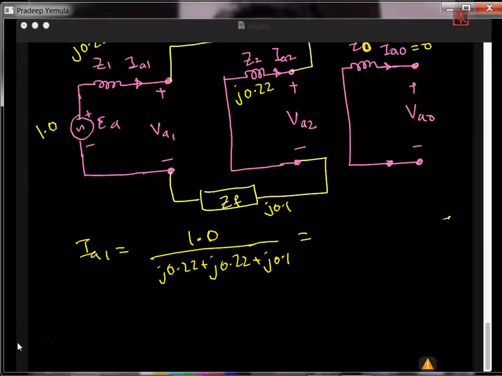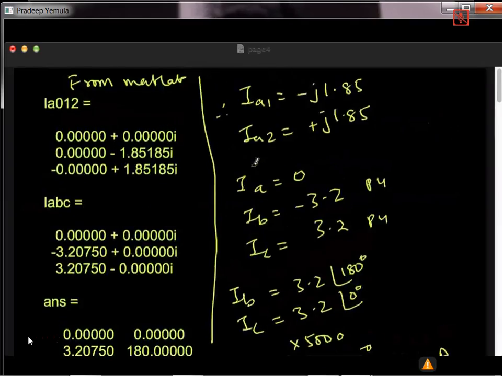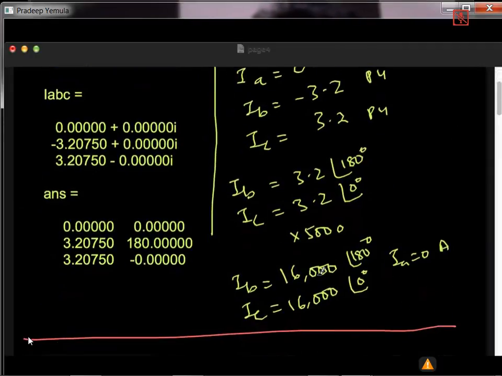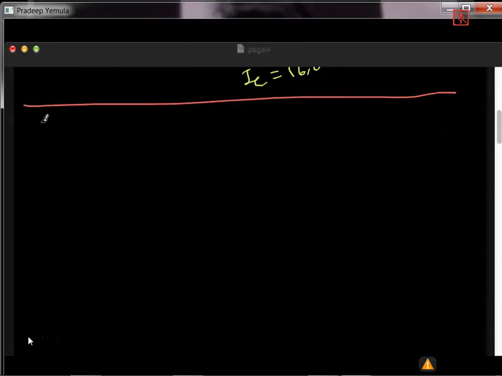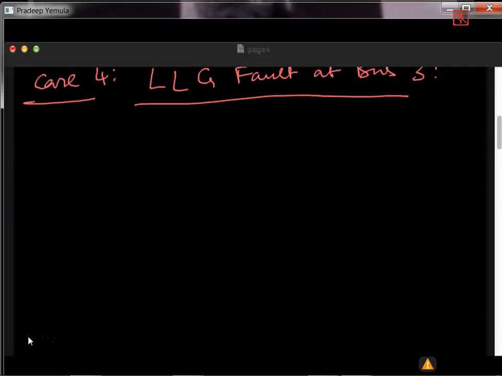What I did is very simple. I looked at the example and then I just pasted that case. Now what is the next case? IA1 is this, IA2 is this, and finally I got 16,000 amperes for this. Okay, so I think one case is left now: the line to ground fault at bus 3. So how to solve this? Again the procedure is simple.